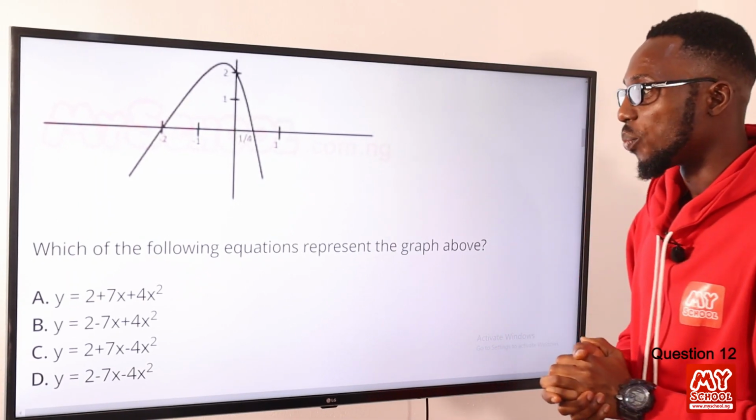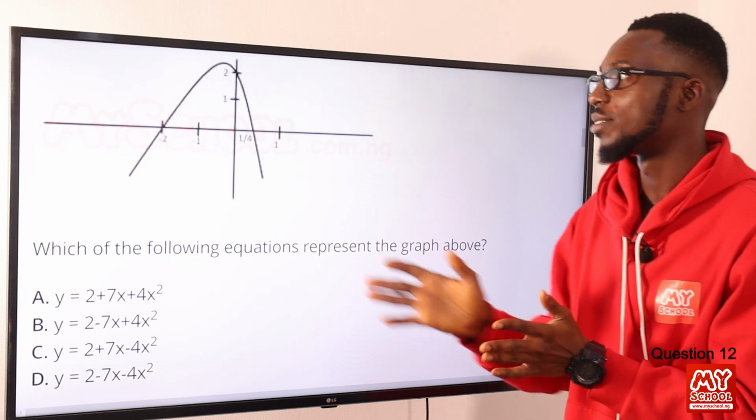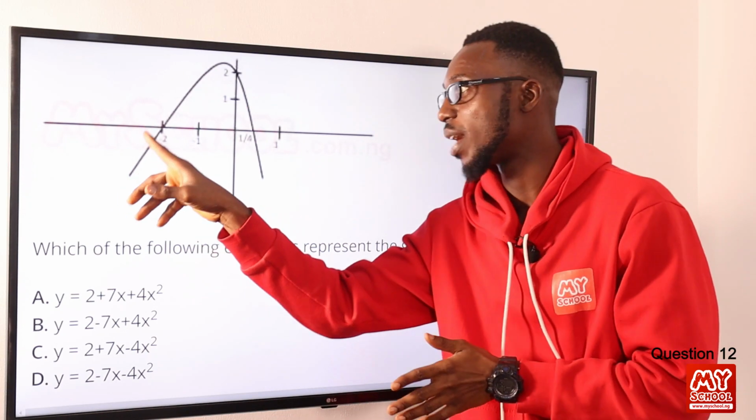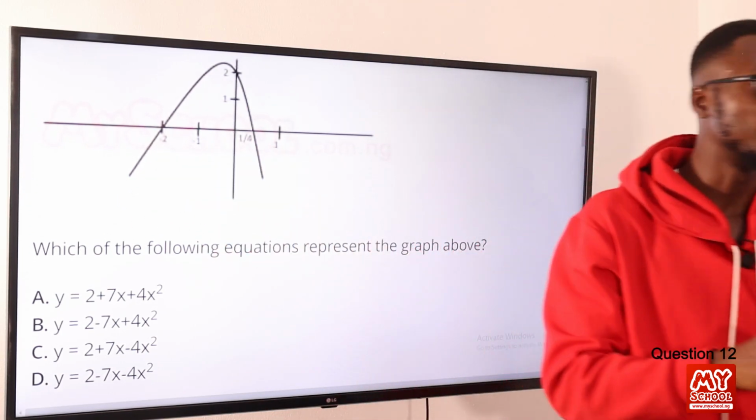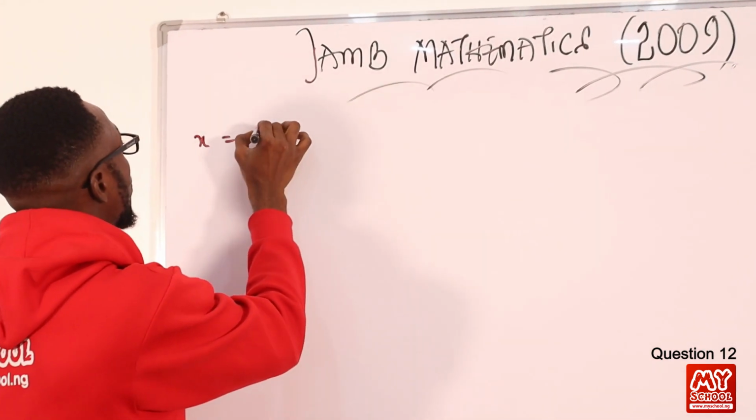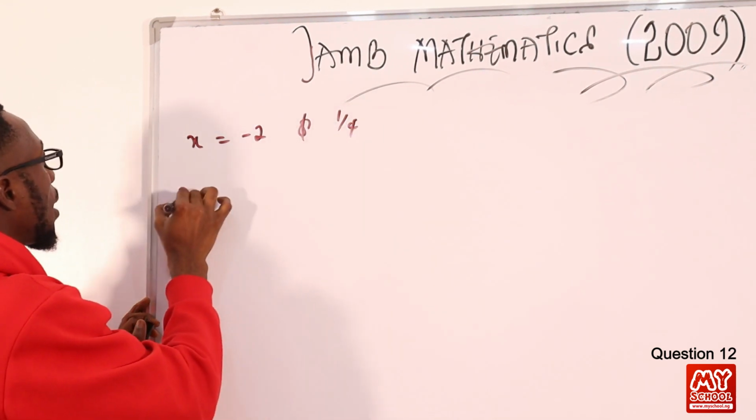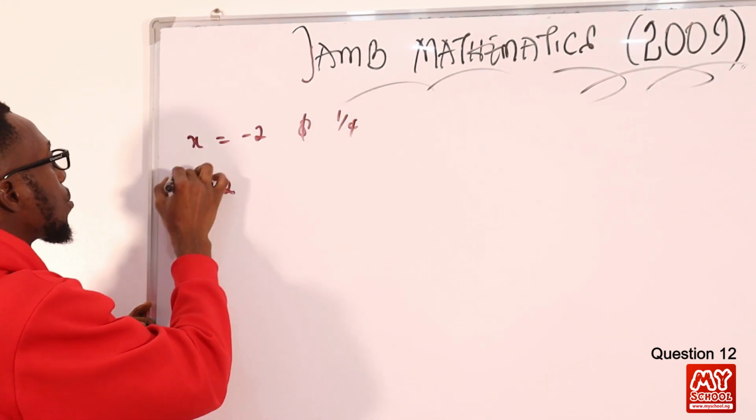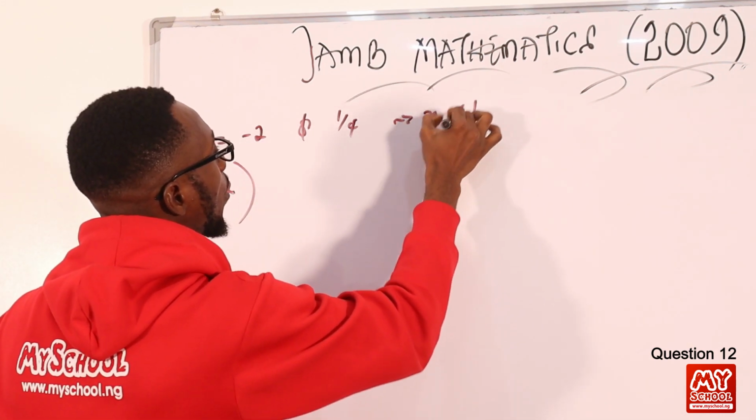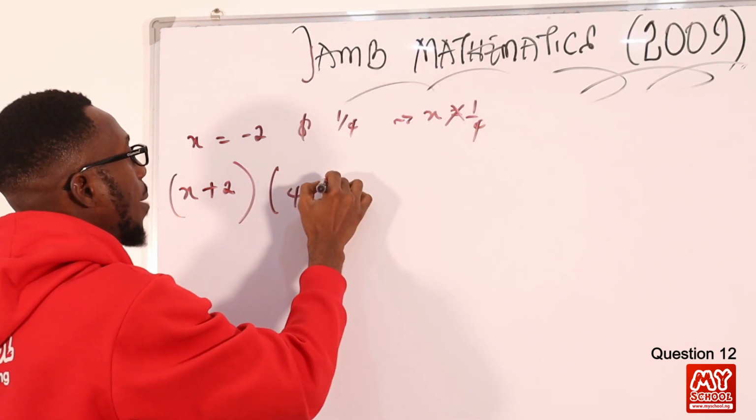12. Which of the following equations represent the graph above? All right, so you can see the roots from here. We have 1 over 4, then we have minus 2. We are touching the x-axis. So let's work with this. I have my roots, x minus 2, then 1 over 4. That means when this comes inside, it becomes plus 2. And remember, x equals 1 over 4. If I cross multiply, I should have 4x. I'm having 1 here. When it crosses over, it becomes minus 1.